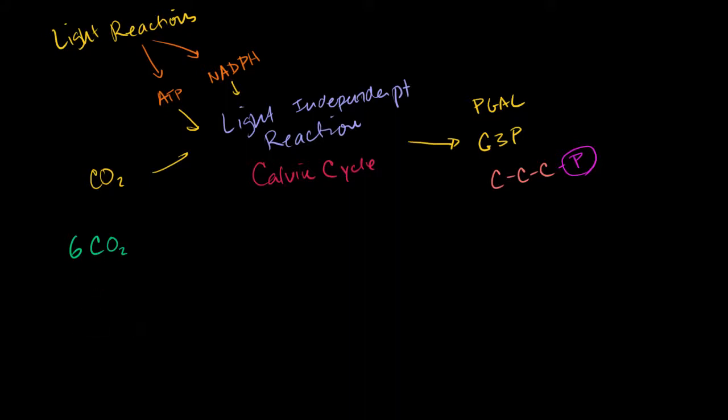Maybe I should draw this in yellow, just to show you only the carbons. I'm not showing you the oxygens on here. And what happens is the 6 CO2s essentially react with, and I'll talk a little bit about this reaction in a second, 6 molecules of this molecule, which looks a little strange. You could call it RuBP.